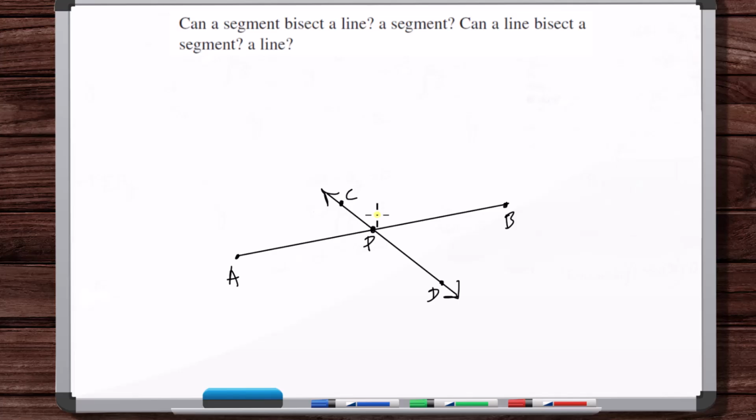Now, can a line bisect a line? No, because all we have to do there is just think about, okay, here's line AB. There's these two lines. Well, you can't cut a line in half. That's the big idea. You can't cut a line in half. That doesn't make any sense. It's going infinitely in either direction. There's no midpoint. There's no length of a line.